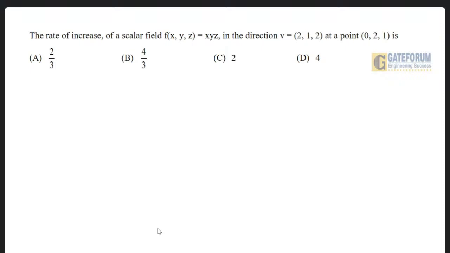So now I'm going to discuss GATE 2023 Electronics Communication Engineering Stream Mathematics questions, Engineering Mathematics questions. So the question is: the rate of increase of a scalar field f of x comma y comma z is equal to xyz in the direction v bar is equal to 2 comma 1 comma 2 at a point 0 comma 2 comma 1. Four options A, B, C, D are given.